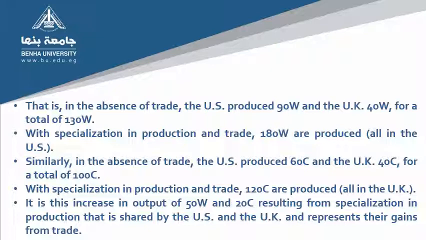Similarly, in the absence of trade, the United States produced 60 yards of cloth and the United Kingdom produced 40 yards of cloth, for a total of 100 yards of cloth. With specialization in production and trade, 120 yards of cloth are produced, all in the United Kingdom. It's this increase in output of 50 bushels of wheat and 20 yards of cloth resulting from specialization in production that is shared by the United States and the United Kingdom and represents their gains from trade.